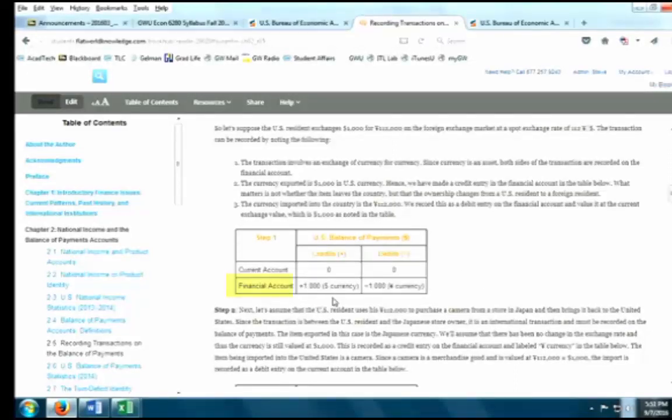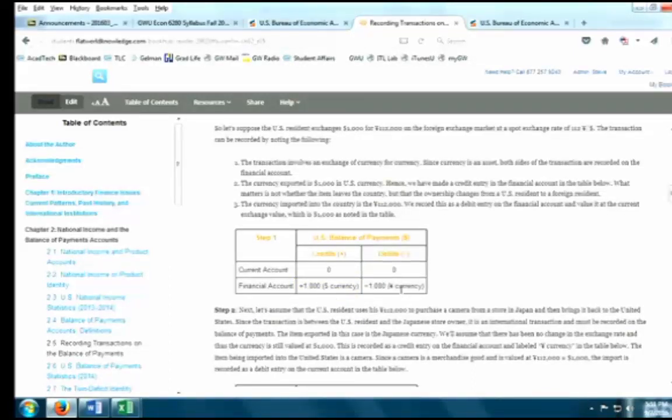The item being exported is actually the U.S. currency, which is going out of the hands of a U.S. resident into the hands of a foreign resident. We're going to mark the value of that U.S. currency at its current value, $1,000. So plus $1,000 credit entry on the financial account.